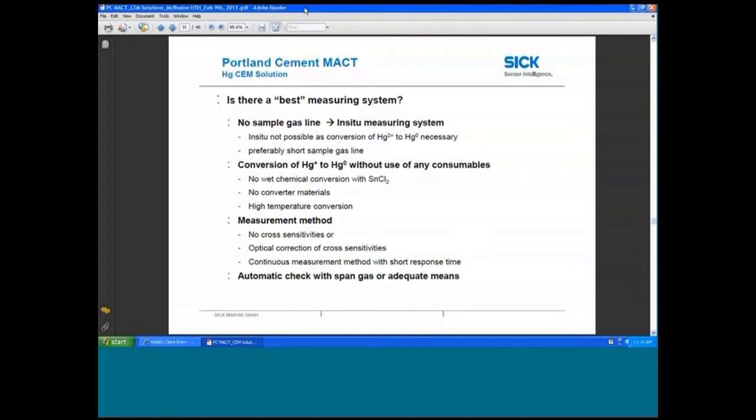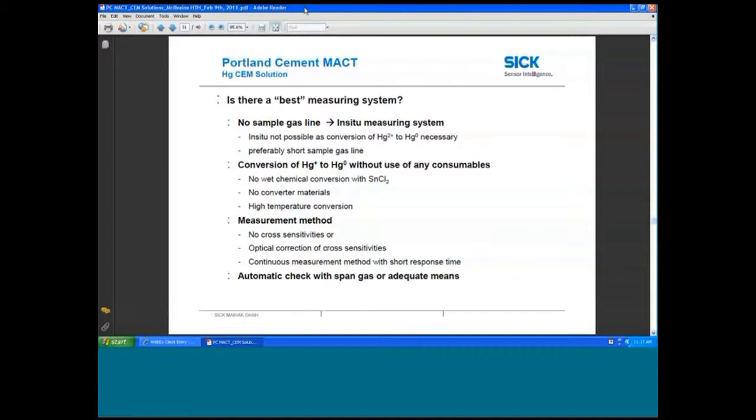The first, because mercury is sometimes difficult to transport, and Carl mentioned the issues with mercury chloride transporting, it would be best to be able to measure it right in the process. But because we have to convert everything over to elemental mercury first before we can measure, we can't do it in situ. So our solution then, we would prefer to keep the sample line as short as possible.